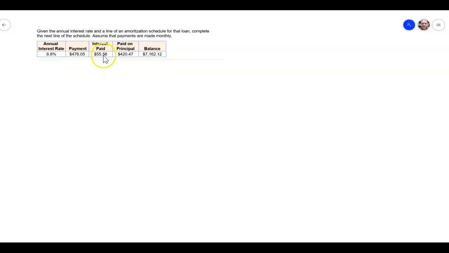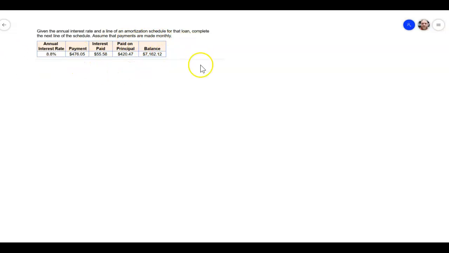The amount of interest we paid should go down a little bit because this is how these loans work. Usually when we purchase a house, we start off with a high amount of interest that we're paying each month, and then it goes lower and lower and lower. The amount of principal that we pay, the actual amount of the loan that we're paying back, should be going up a little bit. And then the balance of the loan should be going down.